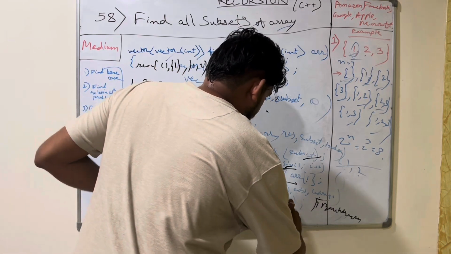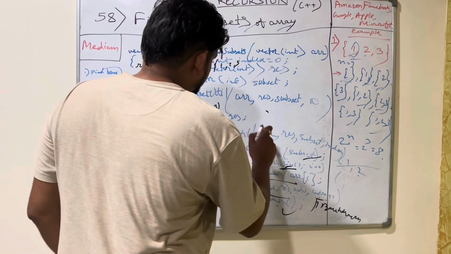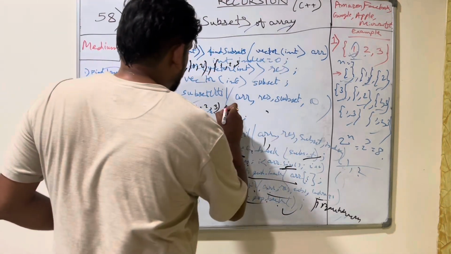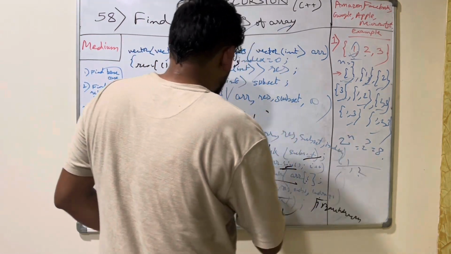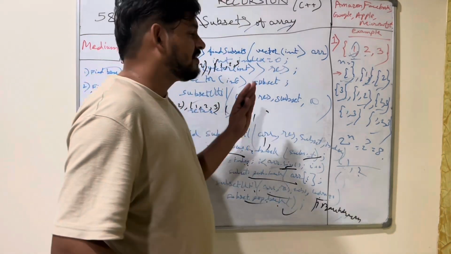And when 1, 2 is there, then again this 2 will be popped out, so only 1 we will have. And then the 2 would be removed, and our loop would be 1, 3. Similarly, we will get 2, 3 and all the elements with this backtracking logic. Okay, so I hope this is clear.